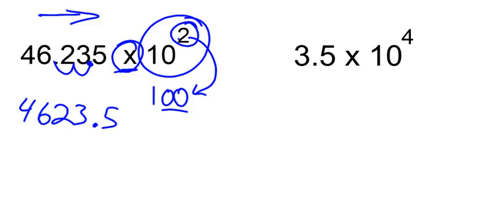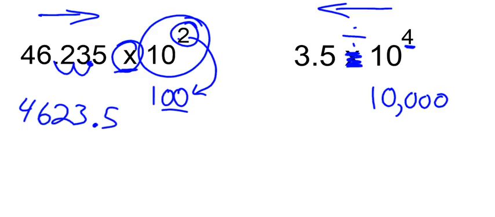Right? So we have this idea. I'm realizing I made a mistake in my lesson. I want that to be a division symbol. Division, of course, works in the opposite way. So instead of moving the decimal to the right, we want to move the decimal to the left. But once again, what stays the same is that this idea helps us understand what's going on. Now 10 to the fourth is 10 with 4 zeros behind it. So what is 3.5 divided by 10,000?